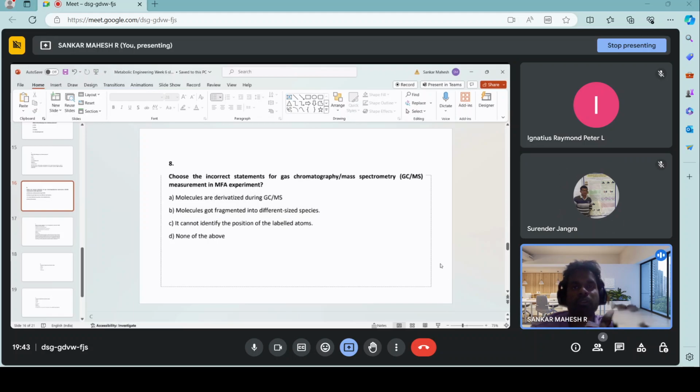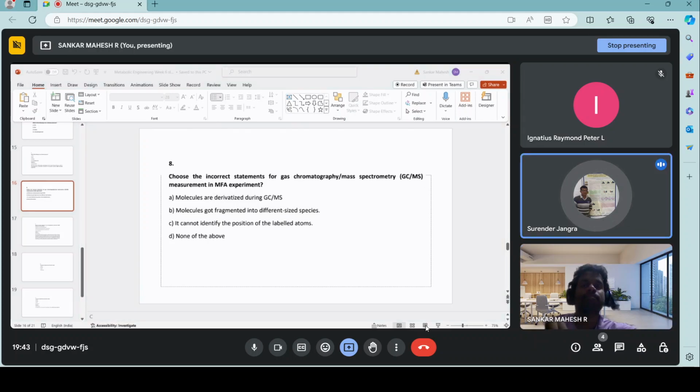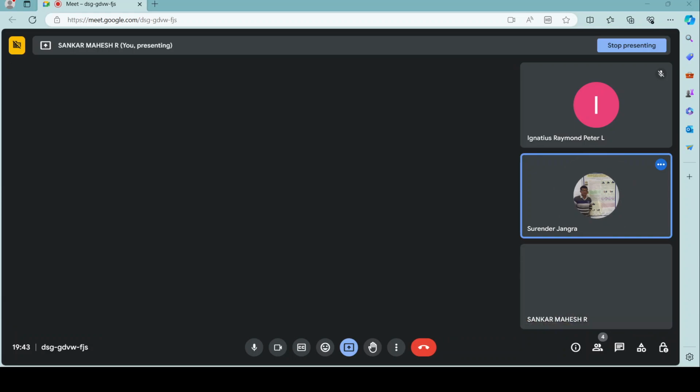Would you want to answer why it can't identify the position of the labeled atoms? Because these techniques have to deal with whether the molecule is labeled or not. That's all. Okay, if the molecule is labeled, then you can get the results. If the molecule is not labeled, we cannot get the results.